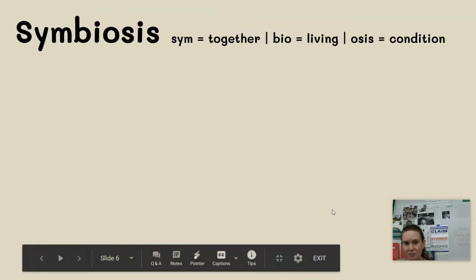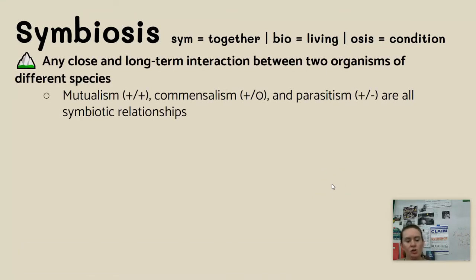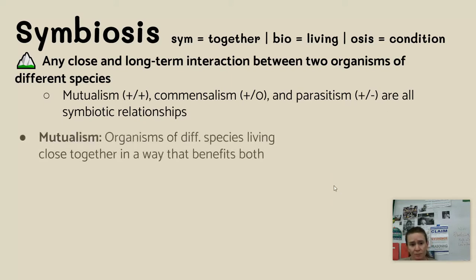That happens. Symbiosis: sym means together, bio means living, osis is a condition. So this is any close and long-term interaction between two organisms of different species. Mutualism, happy for both. Commensalism, good for one, no effect on the other. And parasitism, good for one, bad for the other.